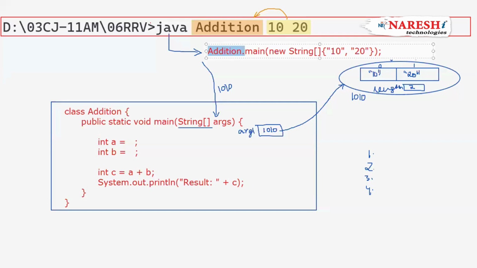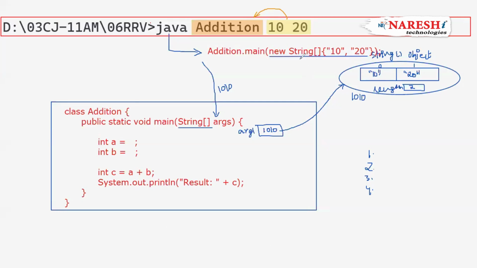What is the full statement for creating an array object with the given arguments and passing them as an argument to the main method? The class name dot main of new String of, the given first value comma second value in string format. Then because of this new String statement, what happened?